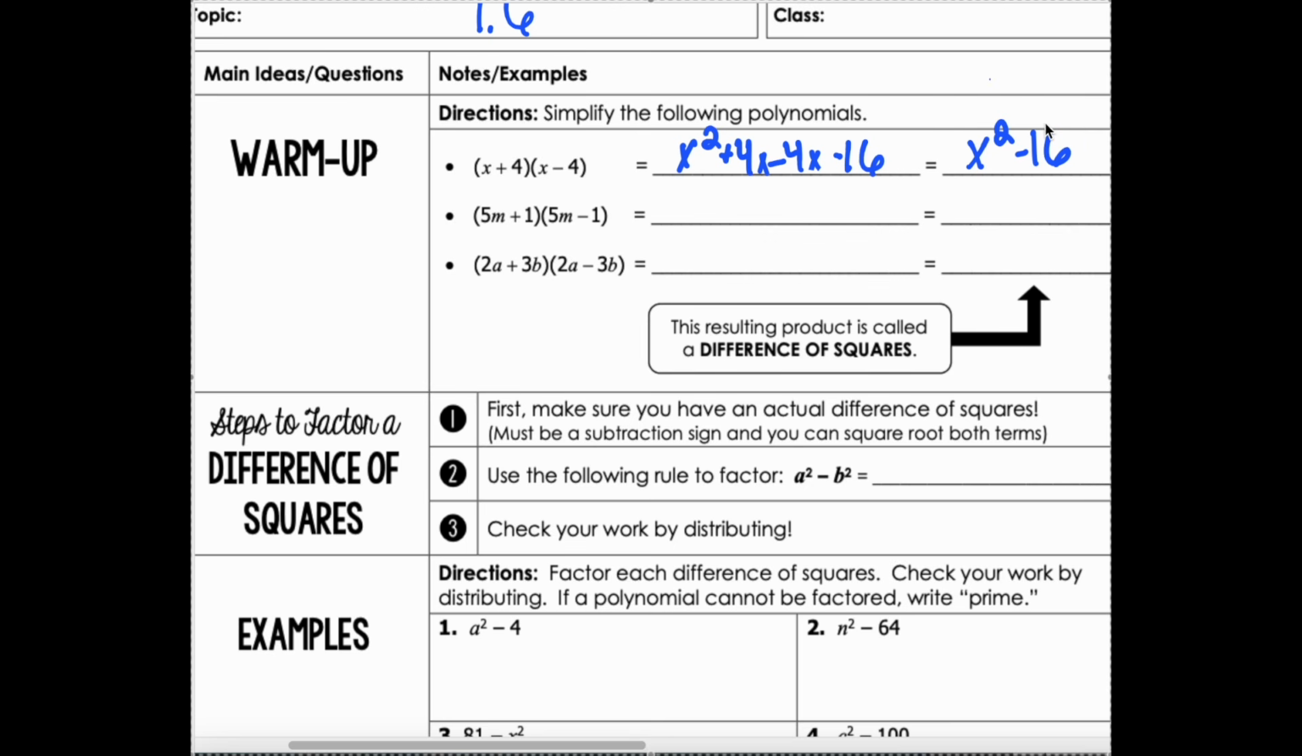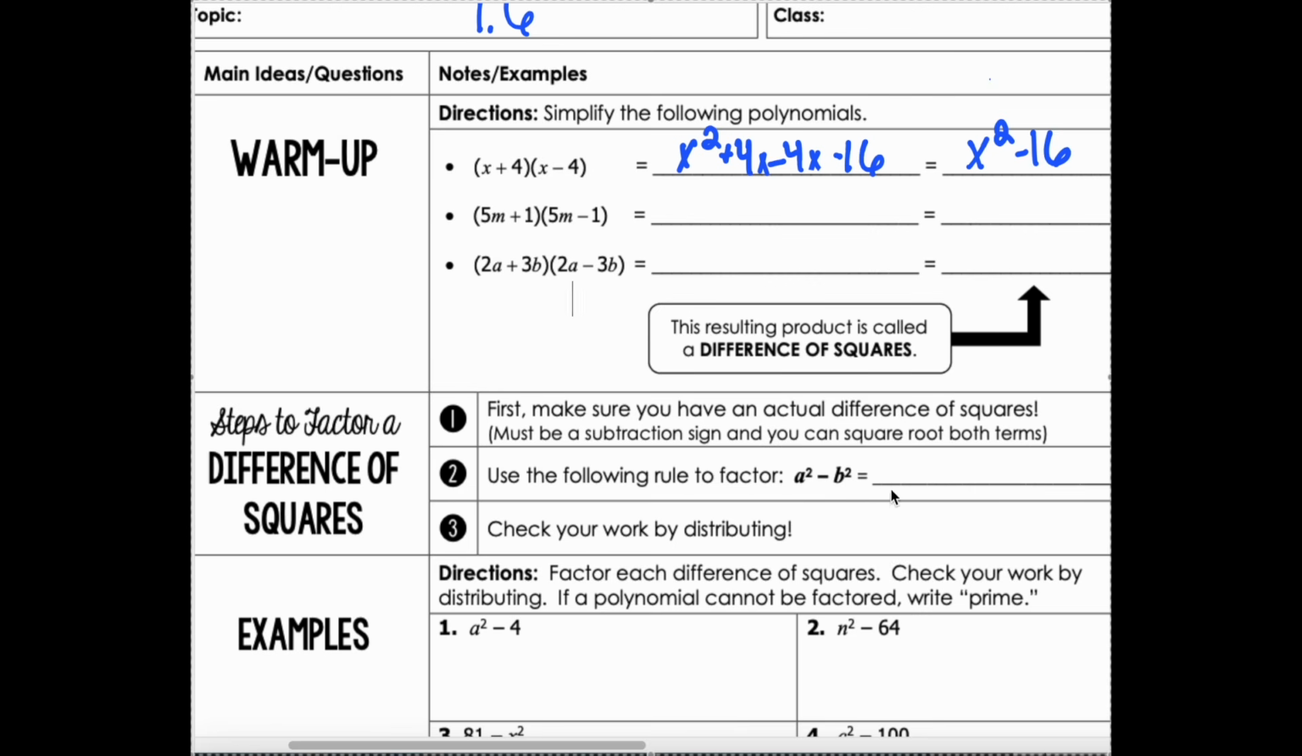Okay, so let's go ahead and take a look at our steps. It says first, make sure you have an actual difference of squares. There must be a subtraction sign, and you can square root them both. So we're going to use the following rule. You take your a squared and your b squared. And we know that the opposite of squared is square root.